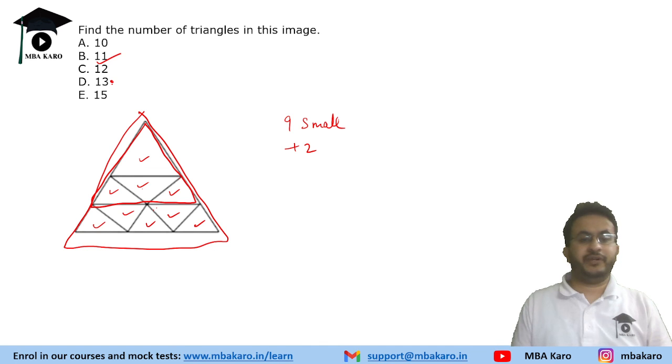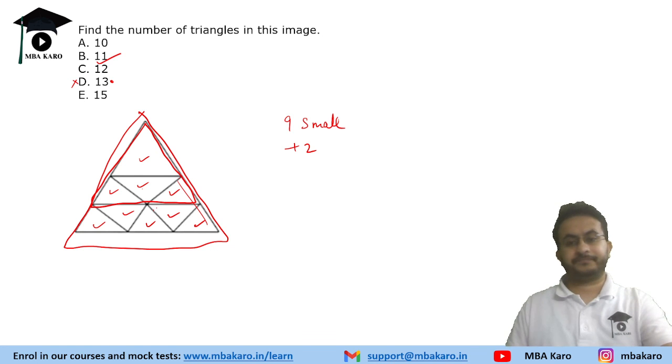Some of you might have got 13 triangles who took this line as straight. If you counted that, you would have got 13, but that is wrong. The answer is 11 triangles.